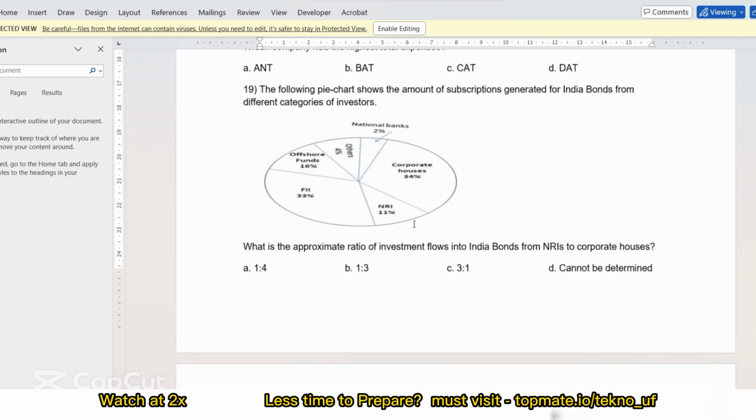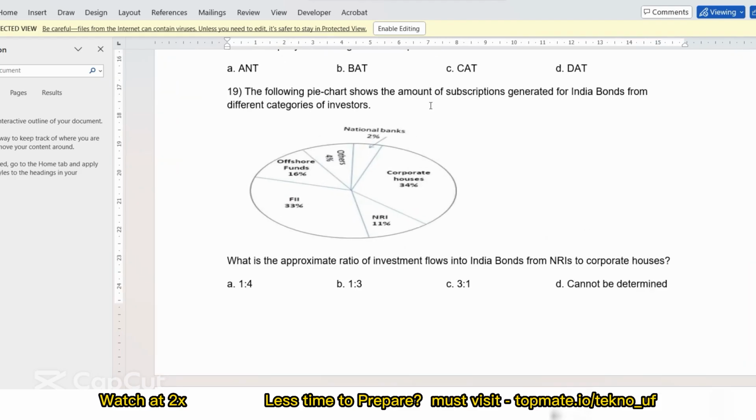If this is the question: the following pie chart shows the amount of subscriptions generated for India bonds from different categories of investors. So NRIs, corporate, others, offshore funds, and FII all have some percentage of subscription. Now your question is, what is the approximate ratio of investment flows into India bonds from NRIs to corporate houses? Please give the answer, guys.